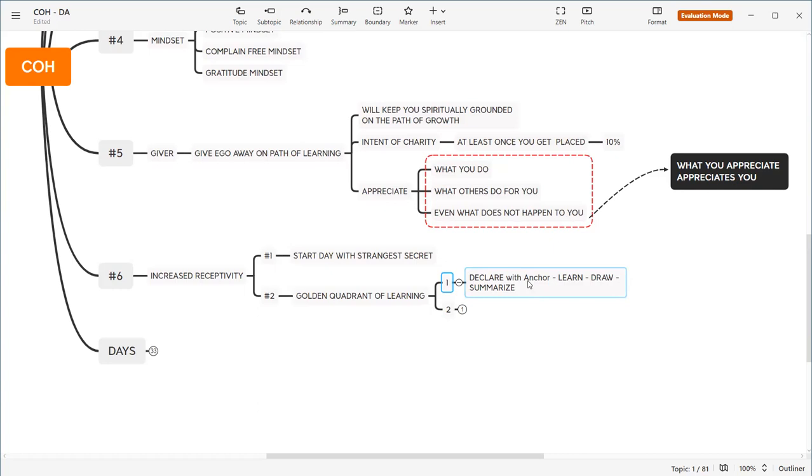Any idea of anchor? No, sir. Okay. Have you seen a ship standing at the harbor? Yeah. And that ship is always standing tall at the harbor with the help of an anchor. The anchor is put inside the water, and it holds the ship to stand tall at the harbor.